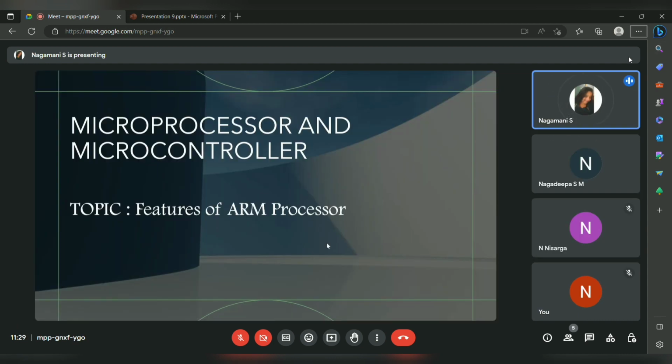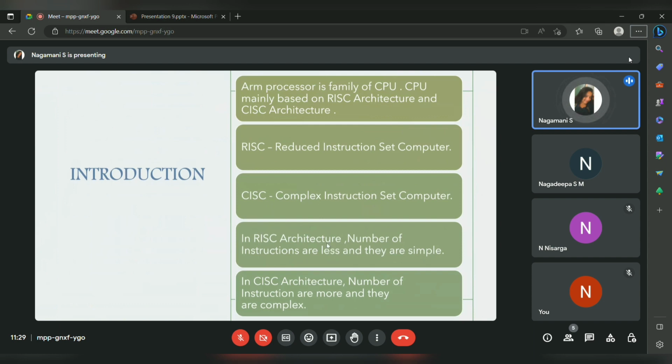See, today my topic is features of an ARM processor. Before that, we have to know about the ARM processor. This is the introduction about the ARM processor.